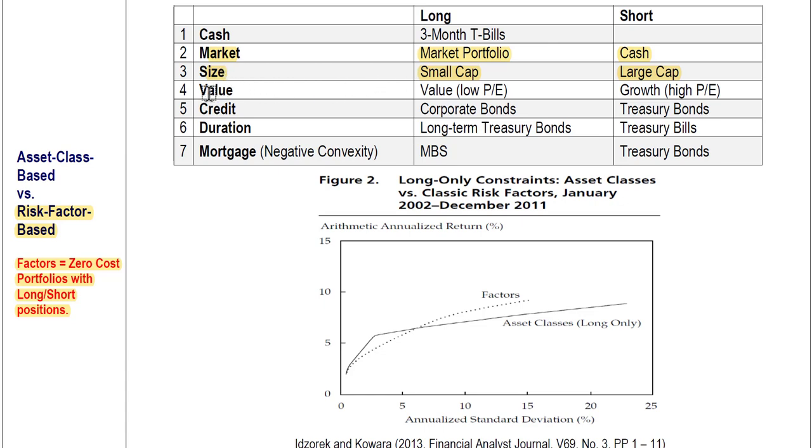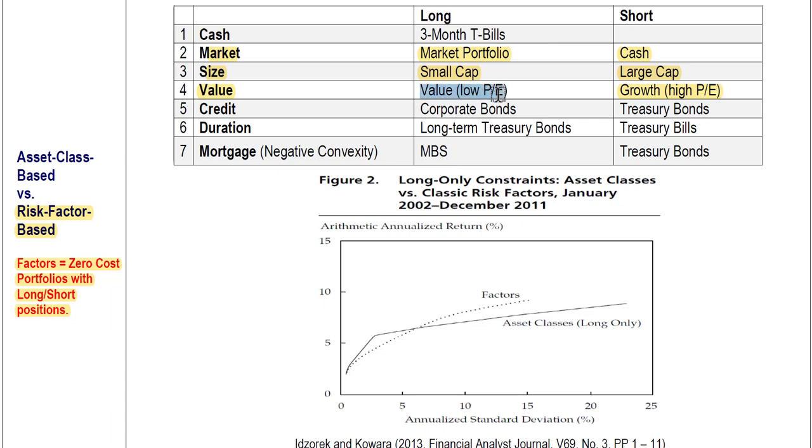For the value risk factor, what you do is look for an ETF that can really track the growth stocks with a high PE, and then you short that ETF.